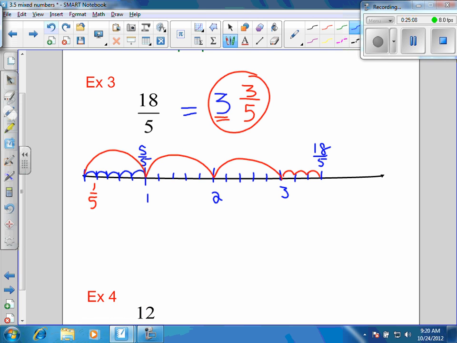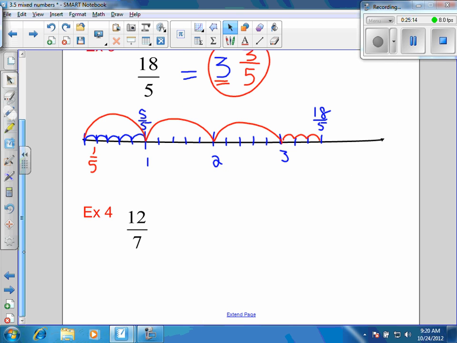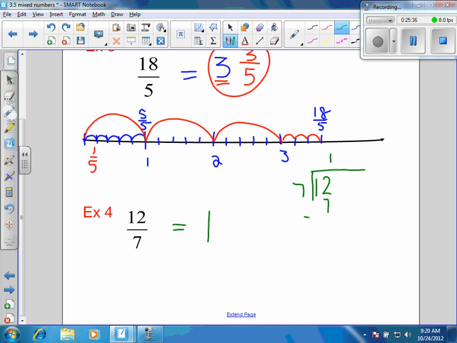Okay, last one. I forgot to put the pen down. The last one is 12 sevens. Okay, so we want to see how many sevens go into 12. Once. Kyle, and what's the remainder? What's the remainder? Yeah, we know 7 goes into 12, right? So if we did division the old-fashioned way, 7 goes into 12 once. So what's the remainder? 5, right? So it's 1.